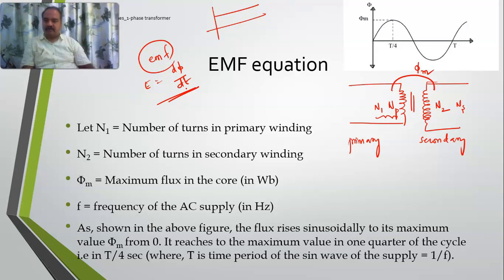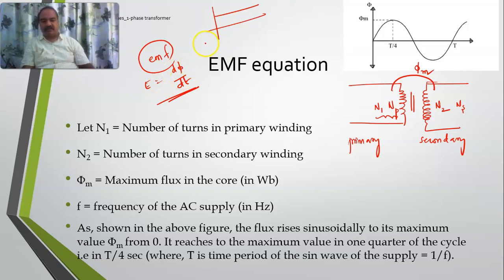See here, there are no moving parts, so with respect to space nothing is moving. At least with respect to time there must be a movement of flux, and that is why AC comes into the picture. That is why transformers don't work on DC. Only in AC can they work. So now, E is equal to d phi by dt.